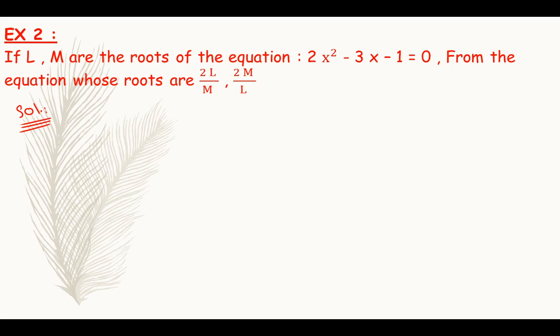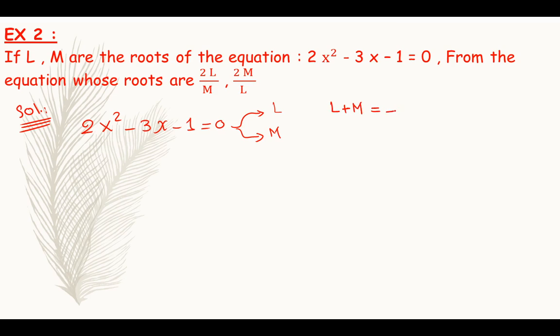Here we have an old equation, 2x power of 2 minus 3x minus 1 equals 0. And this equation has two roots. One of them is L and the other one is M. Okay? So we are going to find the sum and the product. The sum is L plus M.